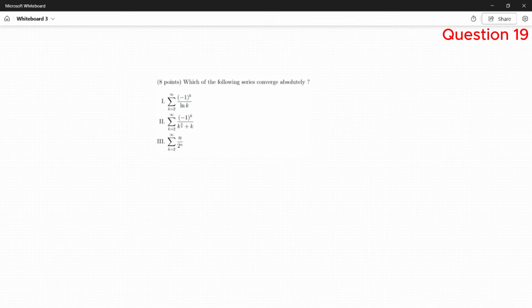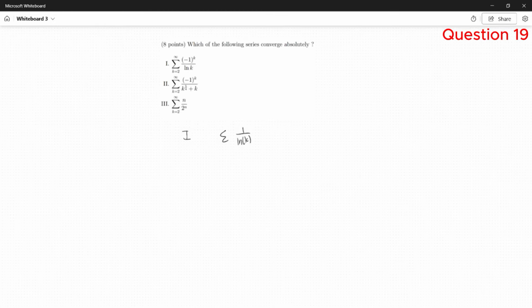Which of the following three series converges or converge absolutely? And we're given three different series to look at. Let's look at the first series. This is to say that if you remove the alternator in front and we're just left with the series of 1 over ln of k, would the series converge?